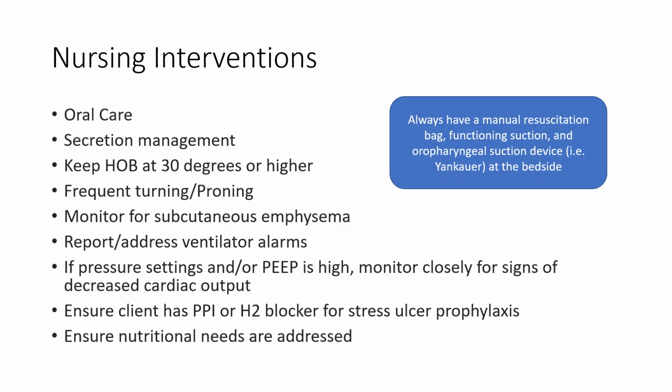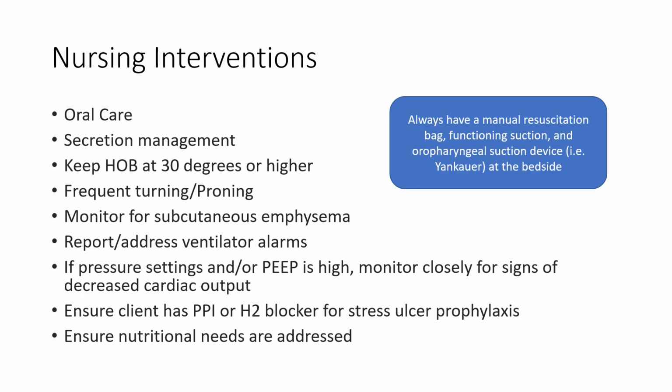You want to always keep the head of the bed at 30 degrees or higher. You want to do frequent turning. And remember, proning can be very beneficial to the ARDS patients. You want to monitor for signs of barotrauma, such as subcutaneous emphysema. And you want to address and report all ventilator alarms. And when a patient is requiring high PEEP, you want to monitor closely for signs of decreased cardiac output because that is going to change the intrathoracic pressure.